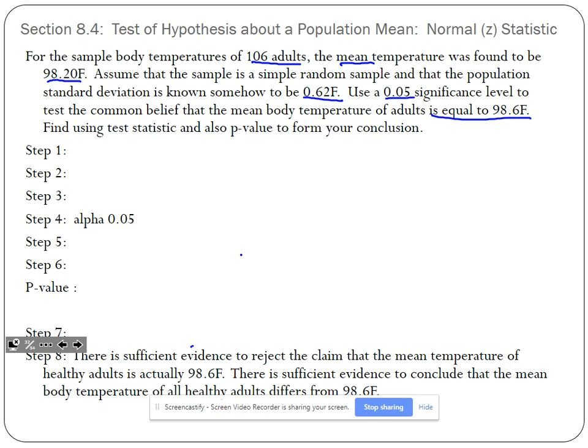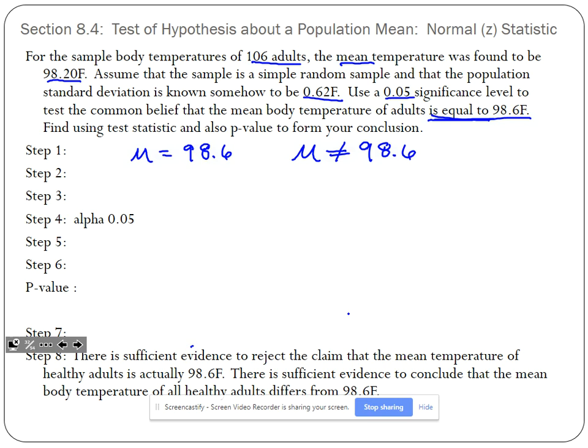So steps 1 through 3, basically, you need to decide what they're claiming. So the claim is that the mean body temperature is equal to 98.6. That's the claim. That's what we're trying to test. This is where it might get a little tricky. We're looking at is equal to 98.6, not less than, not greater than, is equal to. So the opposite of that would be that the mean is not equal to 98.6.